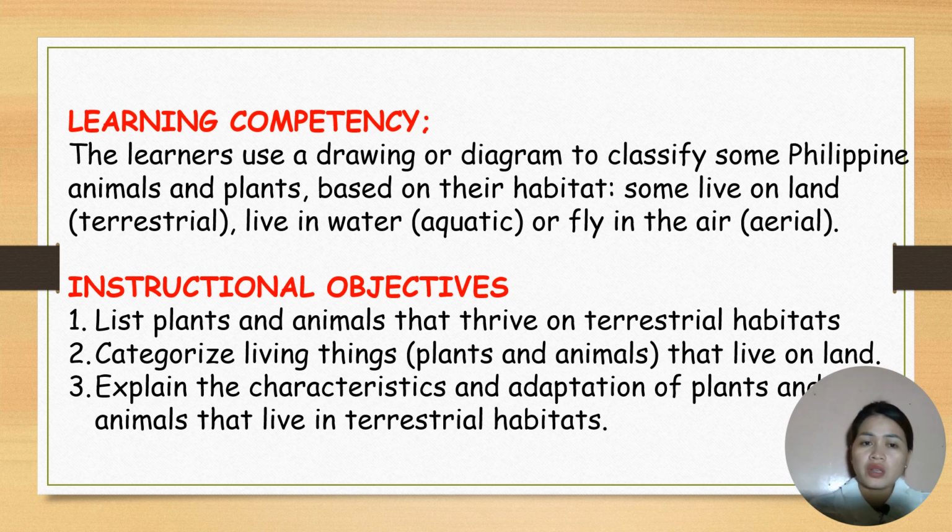For our instructional objectives, we have: first, list plants and animals that thrive on terrestrial habitats. Second, categorize living things that live on land. Third, explain the characteristics and adaptation of plants and animals that live on terrestrial habitats.